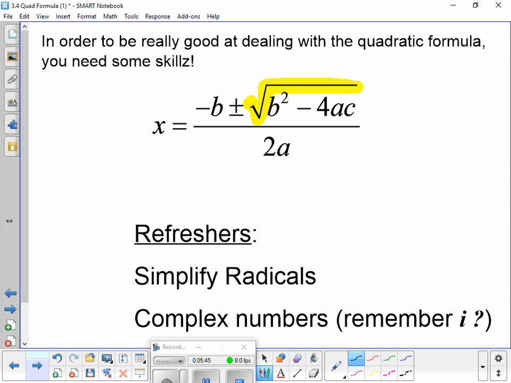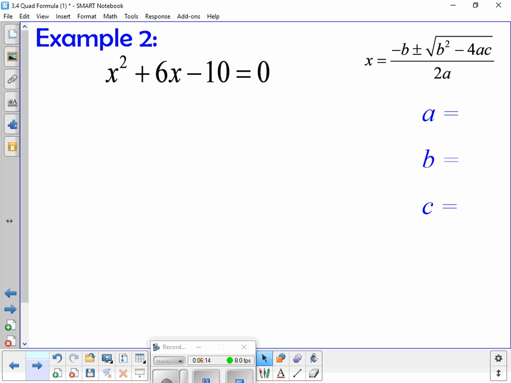As you are using the quadratic formula to help you solve polynomial equations, you need to be really good at simplifying radicals. That's just really important. So in class, we did a couple of refreshers on simplifying radicals and on complex numbers. I'm going to make a separate video of that. So if you want to watch that video, you can, or if you feel comfortable with radicals already, you don't need to. But I'm going to go on now to more examples of the quadratic formula.